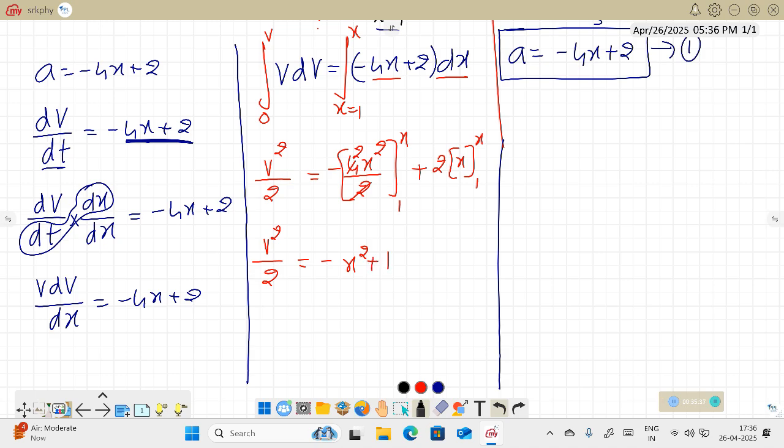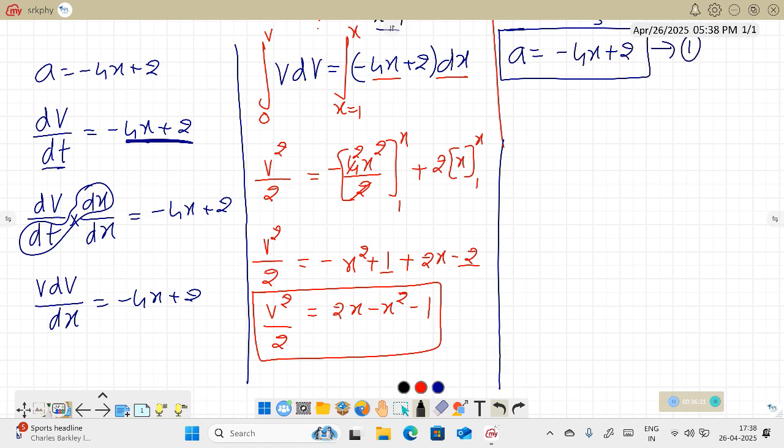So next value put 1, that is you are going to get plus 1, and this plus, this becomes 2x minus 2 you are going to get. And if you solve this, what you are going to get in this equation, that is nothing but x square. This is minus 2 plus 1 becomes minus 1. So this equation you can write as 2x minus x square minus 1. So this is v square by 2 we are going to get.